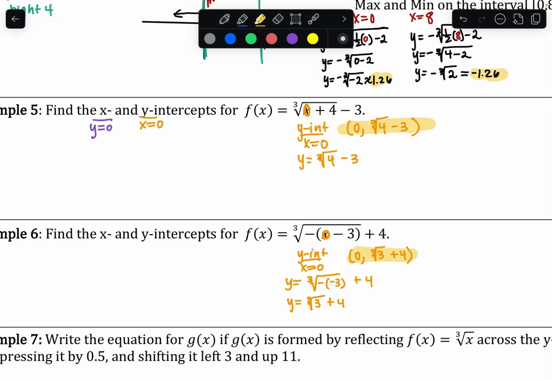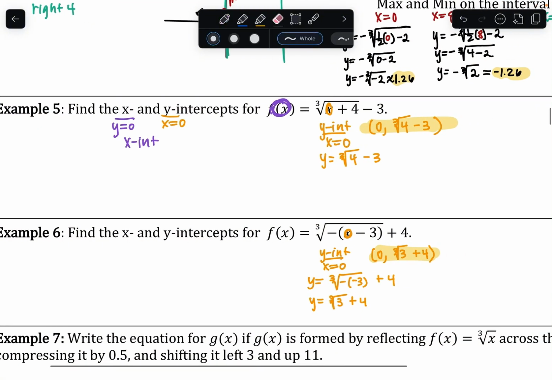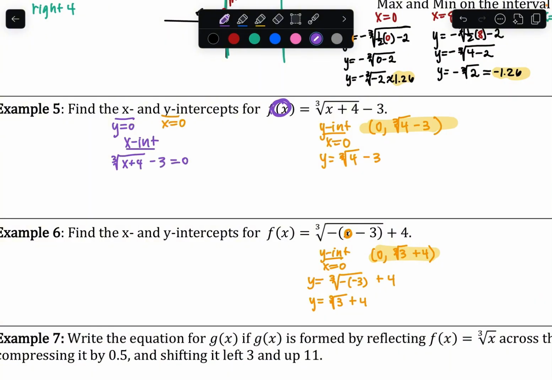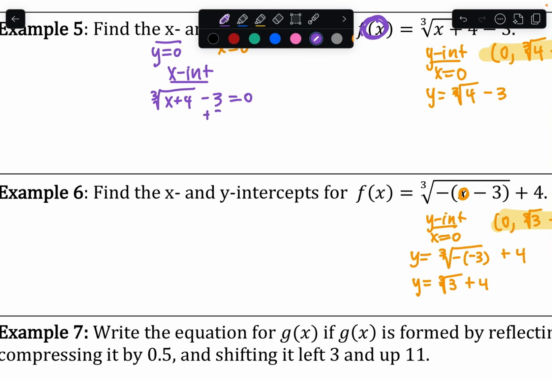Okay, for the x-intercept, that's a little bit harder because we're plugging in 0 for the y. And so that means the entire equation is equal to 0, and we have to solve for x. So that leaves me with cube root of x plus 4 minus 3 equals 0. First step to solving this is you would need to isolate the cube root. And so this minus 3 outside would need to go first by adding it.